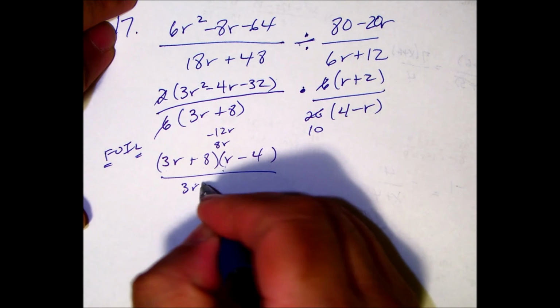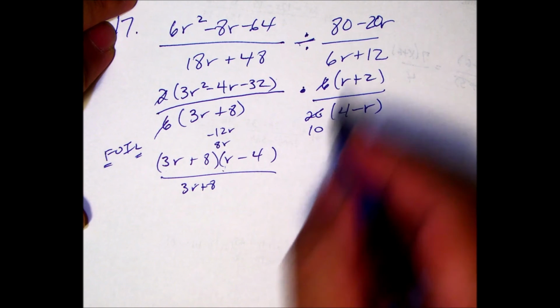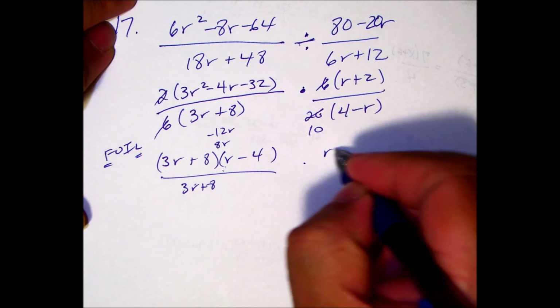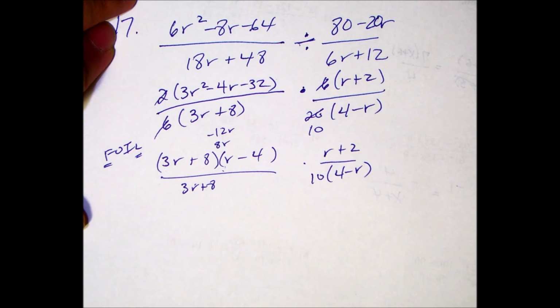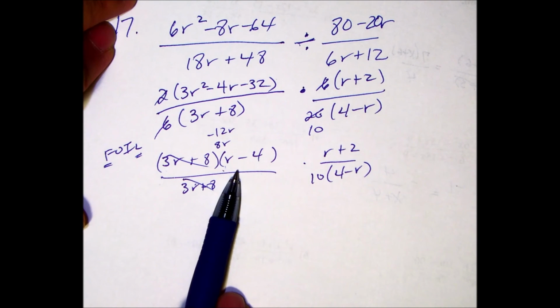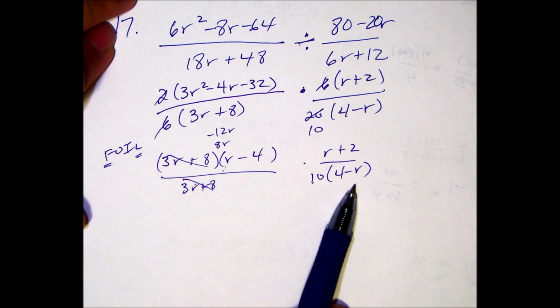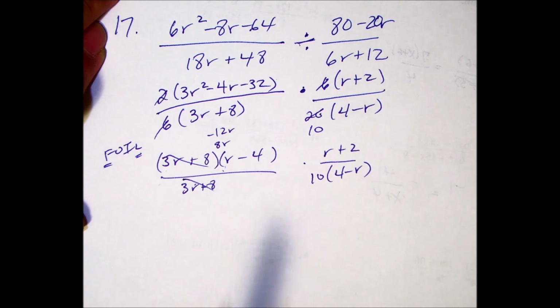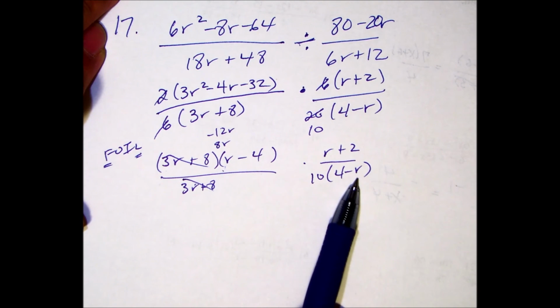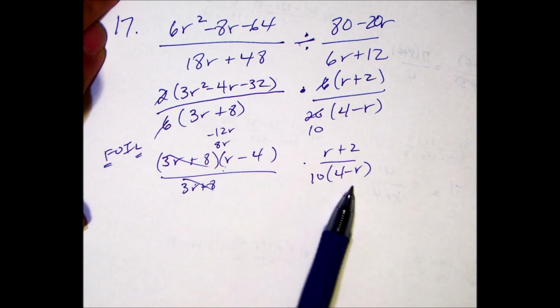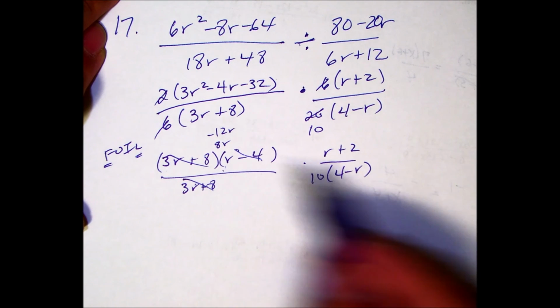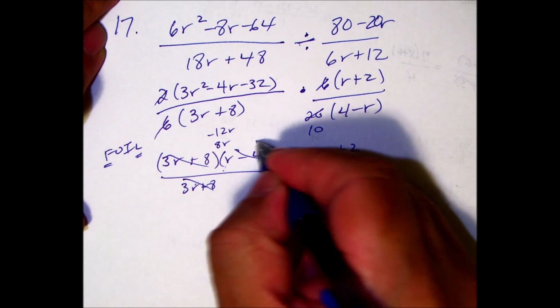Copying the denominator. And I guess I'm going to copy it here, plus 2 over 10 times 4 minus r. So the 3r plus 8 cancels. Now look here. You've got r minus 4 and you've got 4 minus r. I think I mentioned earlier that if the only thing different is the sign, and that's what it is, r is positive here but negative here, 4 is negative here but positive here, so the only thing different is the sign. So I can cancel those, but it actually leaves a negative 1.